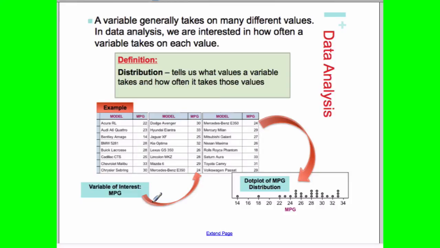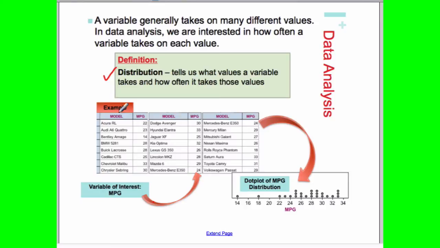A variable generally takes on many different values, and it can be anything that we've been talking about in terms of numbers or names, and then it can be broken down into different sections. And then how we go about graphing that is how we analyze the data. Well, before we can go analyze the data, we need to talk about a distribution. How is it distributed? Where is it the most?